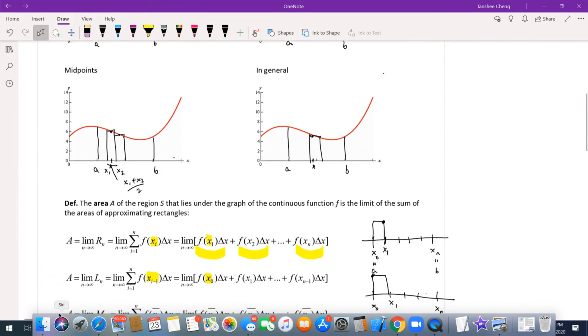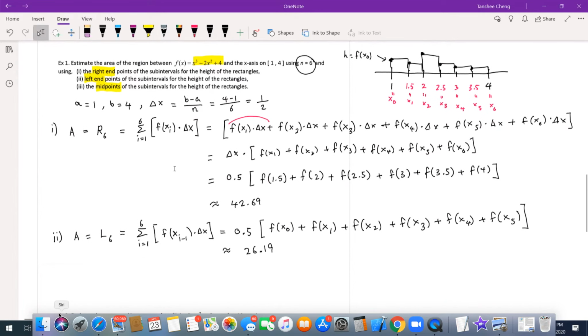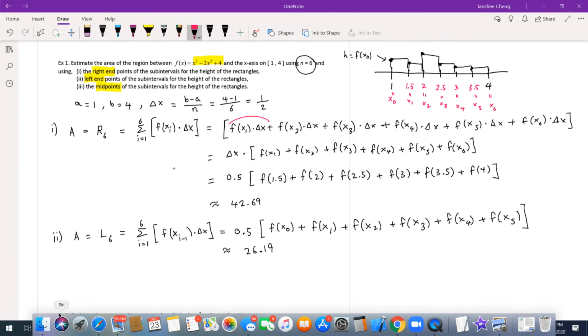So that basically tells me, when we look at the left endpoint and right endpoint areas, our area is 42.69. So that basically tells me that within this interval 1 to 4, the function must be an increasing interval. It could be an increasing interval. Just by looking at this value, we will not know.